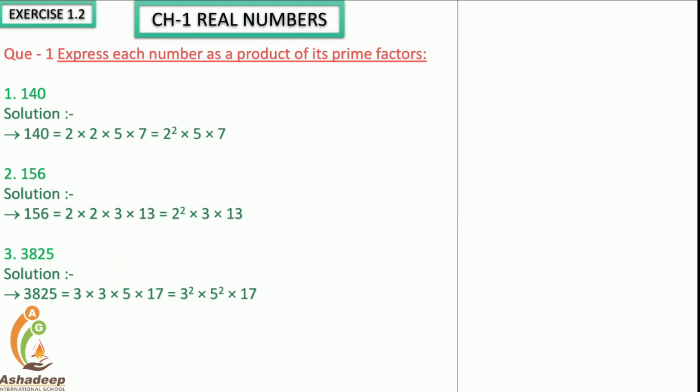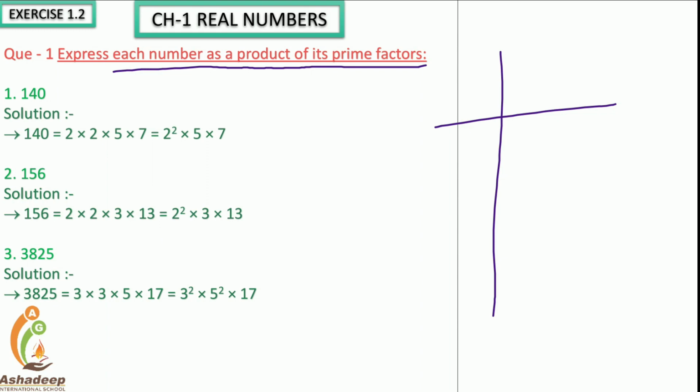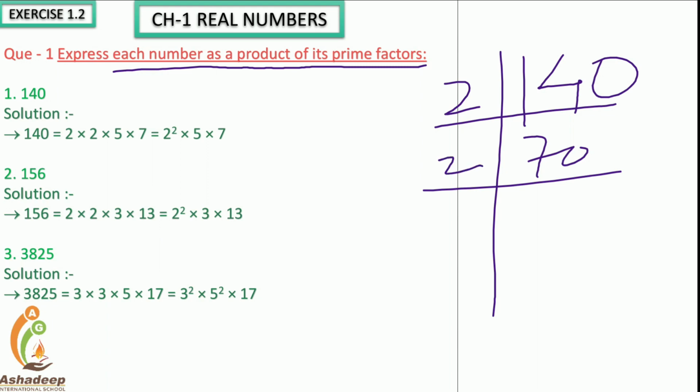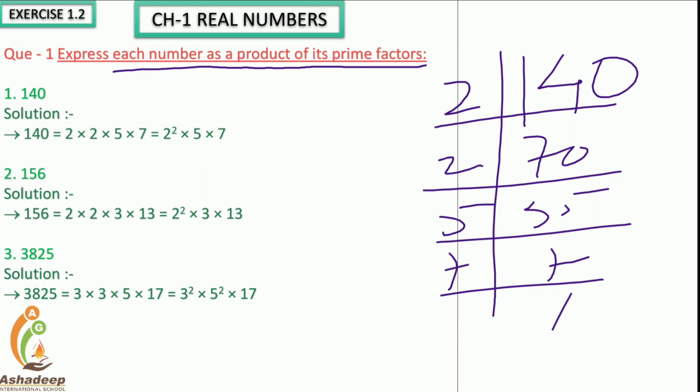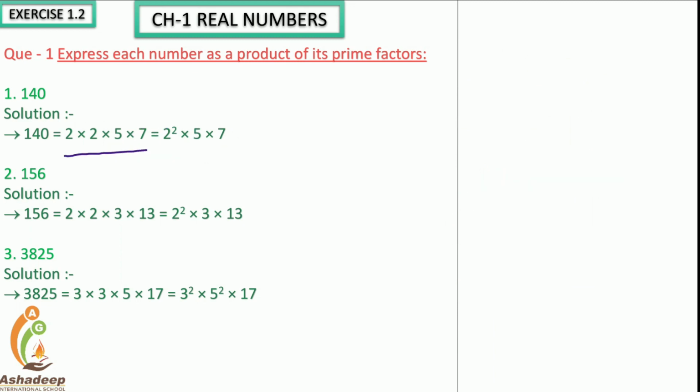Now Exercise 1.2. Express each number as a product of its prime factors. It is simple, 140. We already did this in standard 5. 140, 2s are 70, 2s are 35, 5s are 7, 7s are 1. So it is 2, 2, 5 and 7. 2 into 2 can be written as 2 square. Whether you write 2 square or not is fine, but you need to write down up to here. That is compulsory.